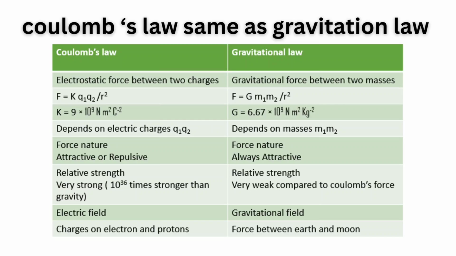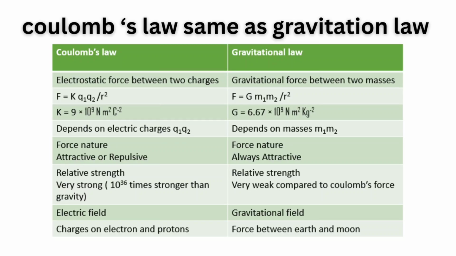In Coulomb's law, the force between two charges can be either attractive or repulsive. But in the gravitational law, there is only attraction; it never repels. For example, the force between earth and moon. So, even though the formulas look similar, Coulomb's law governs the tiny world of charged particles, while gravitation rules the vast universe of stars and planets.